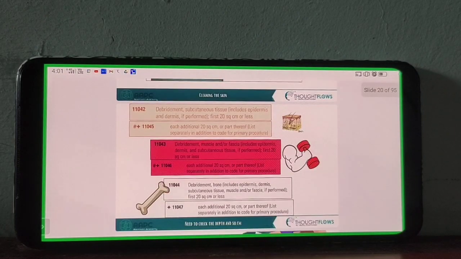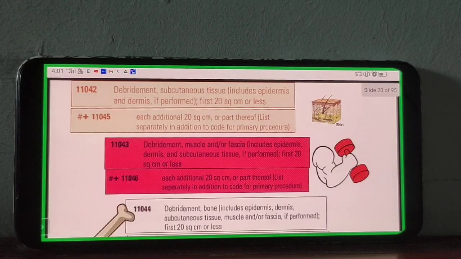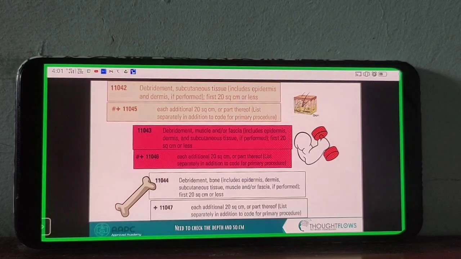So here, debridement should be reported based on the depth. Please take a note, depth of debridement: subcutaneous, muscle, bone. Here, 11042 for subcutaneous debridement, subcutaneous depth.